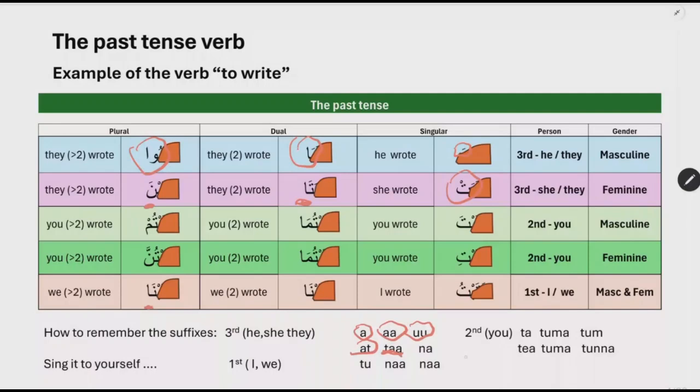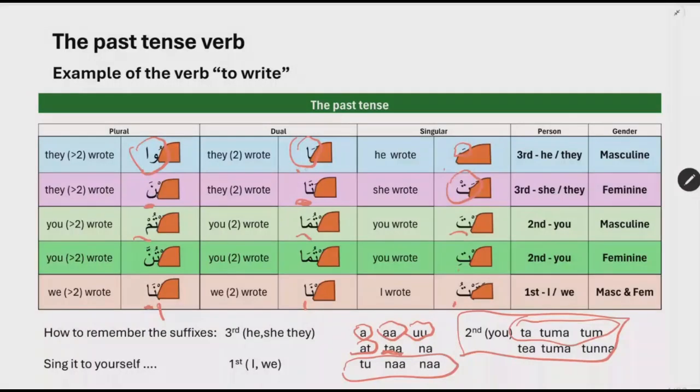Okay, then if you look at the second person, this one was very easy to remember. It's just the tum, tumaa, tum. Here you have it in the masculine, and you have ti, tumaa, tunna in the feminine. So that one is quite easy to remember. And even the first person is easy to remember, tu, na, na. So what I've got in an orange block, you can substitute that orange block with any three-letter verb, like laiba. You can conjugate laiba with these 15 blocks. So it will be laiba, laiba, laibu, right?